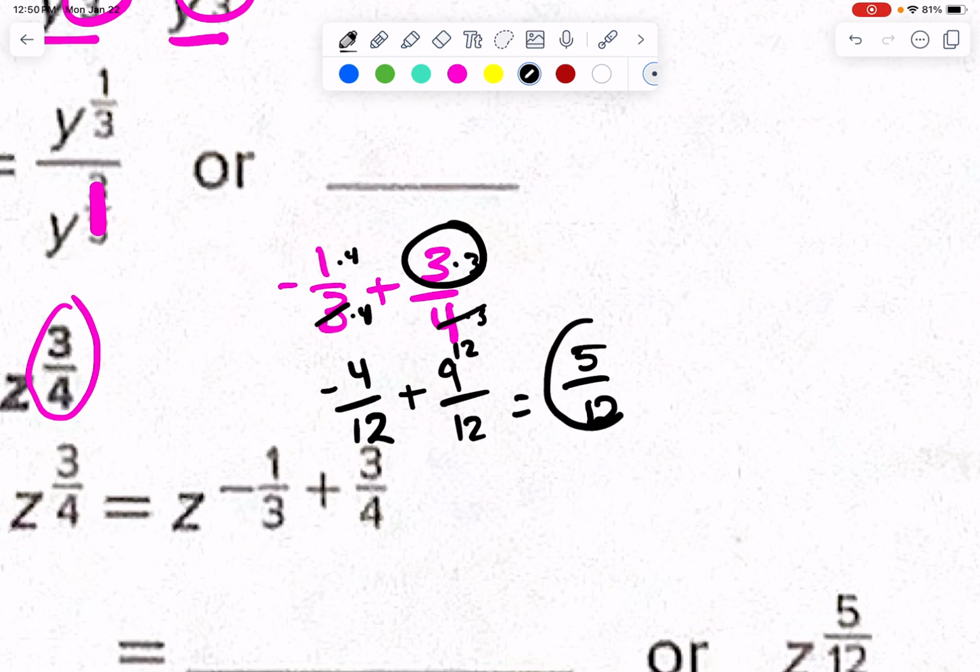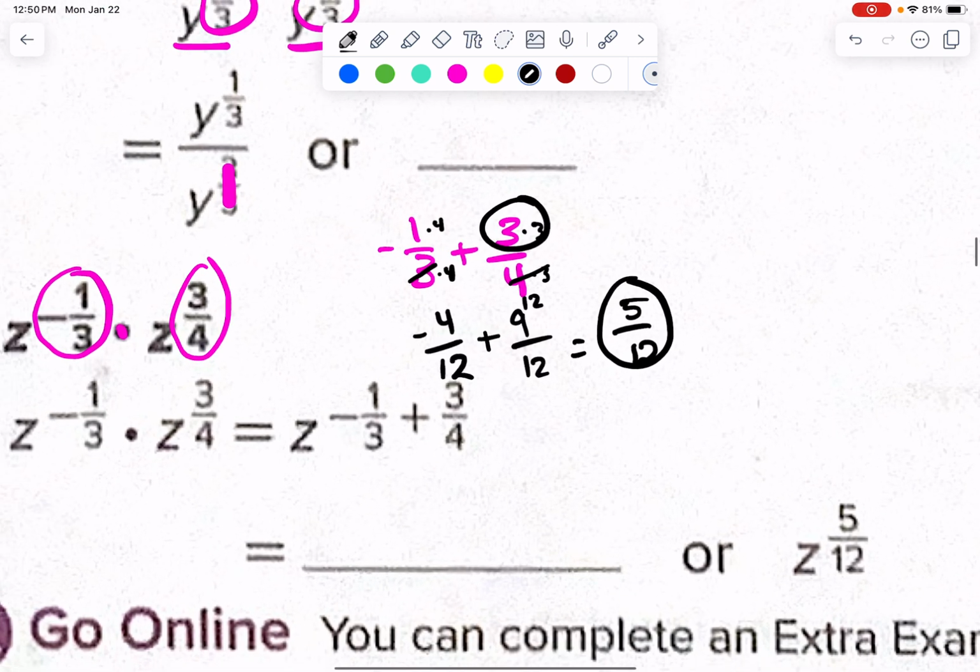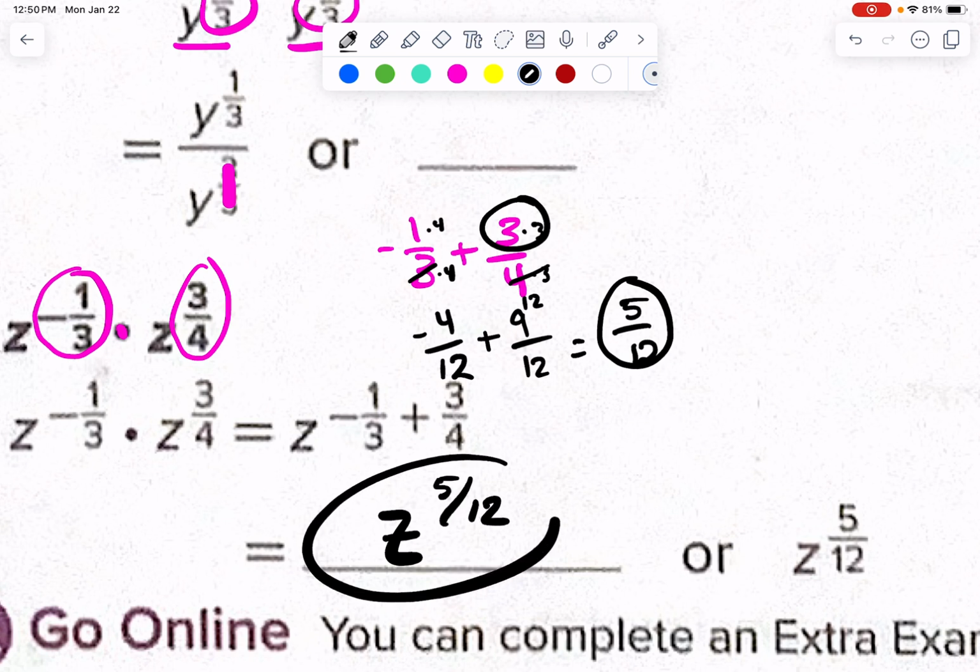So the whole answer will be z to the 5 over 12 exponent. Okay, and again, that's the 12th root of z to the 5th power. Either the 5's on the inside or the outside.